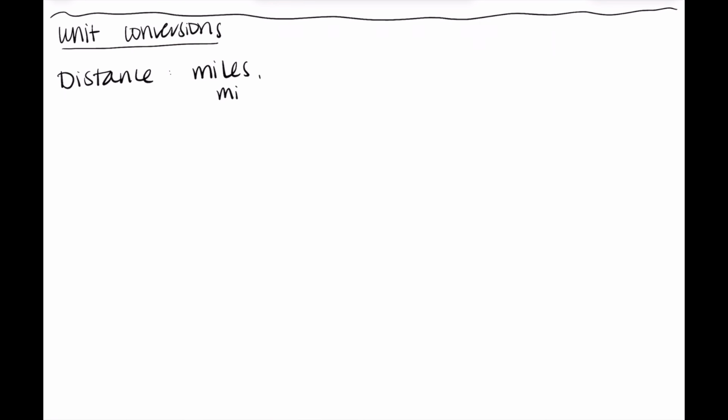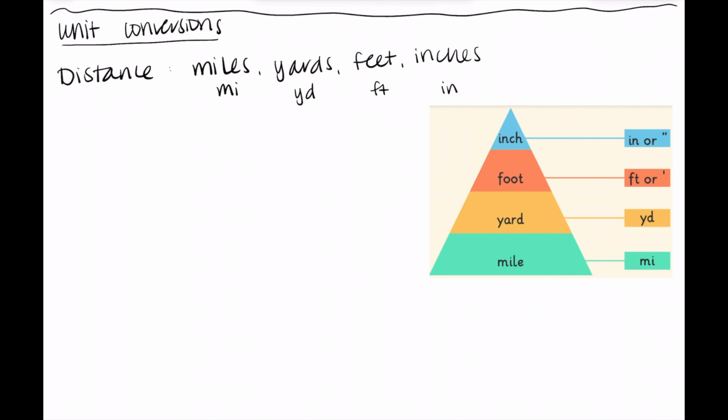So some of the terms that we're going to see for distance are miles, the abbreviation being MI, yards, which abbreviation is YD, feet, and that abbreviation is FT, and inches, and the inches abbreviation is IN. So these are all the terms that we're going to see for distance. And as you see in the pyramid on the right, miles are our biggest units, then yards, then feet, and inches are our smallest units. And I'm going to write our little conversion rates here.